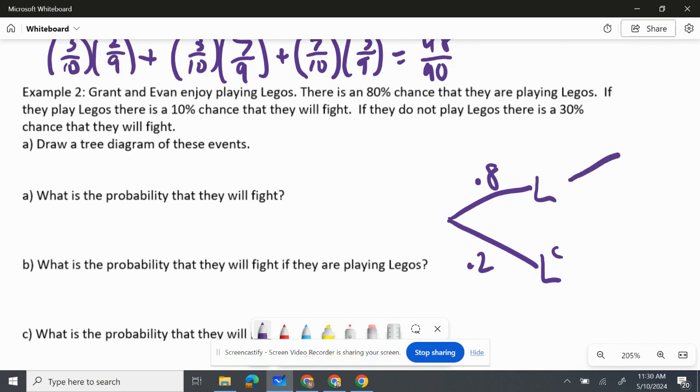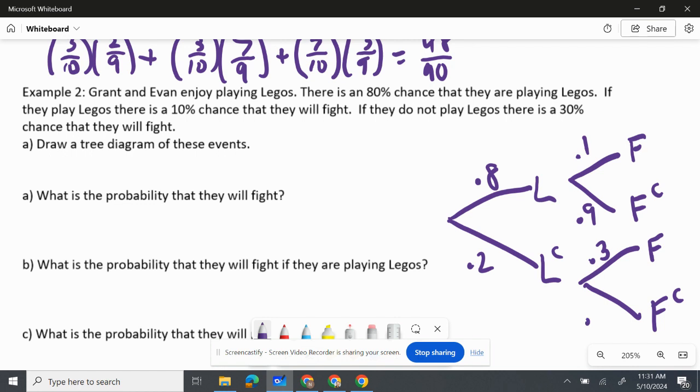If they're playing Legos, there's two options. They're going to fight or they're not going to fight. Probability that they fight would be 10%. That means not fight would be 90%. If they're not playing Legos, it could be fighting or not fighting. And not playing Legos and fighting would be 0.3, and then this would be 0.7.